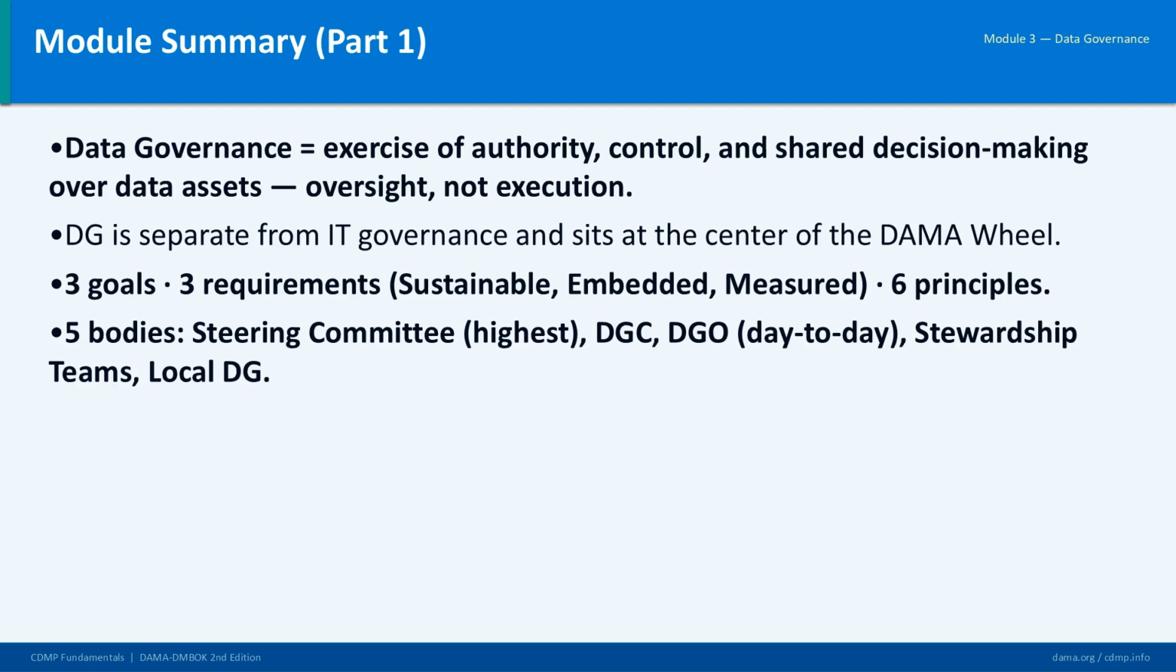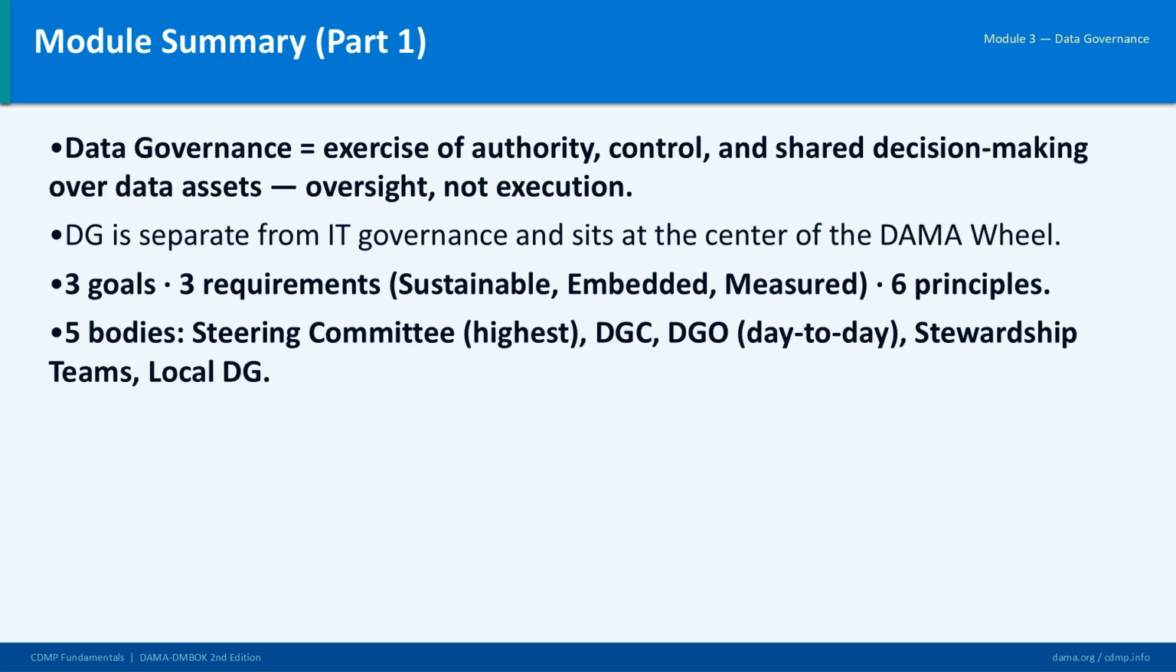Let's bring it together in 2 summary slides. Data governance is the exercise of authority, control, and shared decision-making over data assets, and above all, it's oversight, not execution. It's separate from IT governance, and it sits at the center of the DAMA wheel because it guides every other function. Remember the core counts: 3 goals, 3 requirements: sustainable, embedded, and measured, and 6 principles.